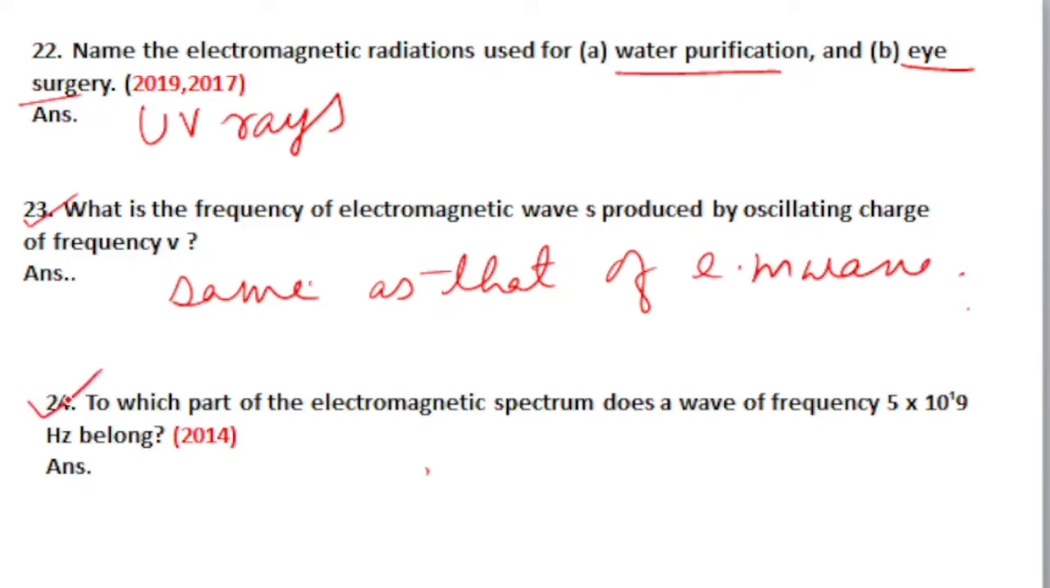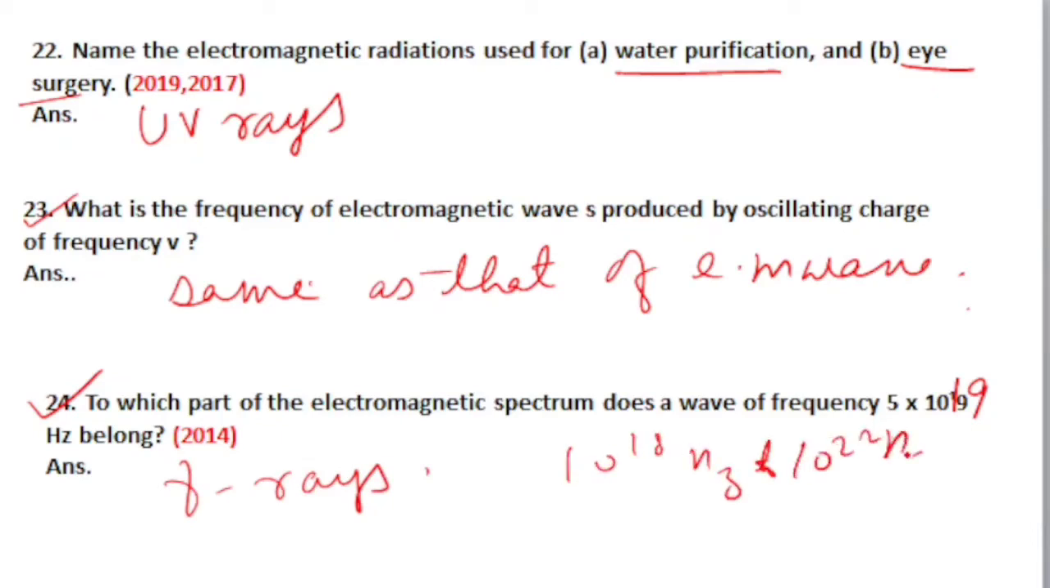Next, question number 24. To which part of electromagnetic spectrum does a frequency of 5 into 10 to the power 19 Hz belong? To which range this frequency belongs? Again, gamma ray. In gamma rays, frequency range is between 10 to the power 18 Hz to 10 to the power 22 Hz. And here the frequency given is 5 into 10 to the power 19 Hz. So, answer is gamma rays.